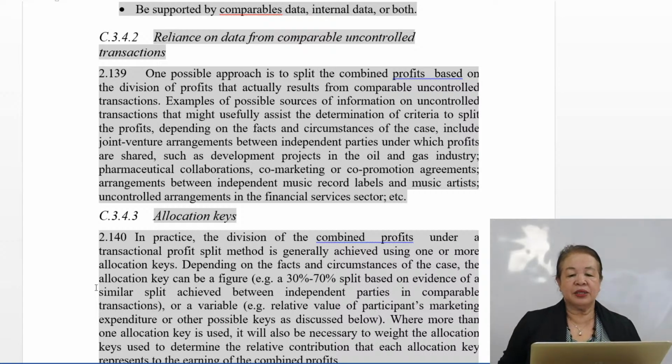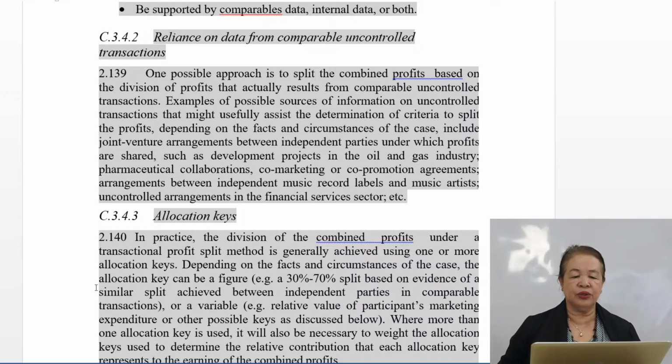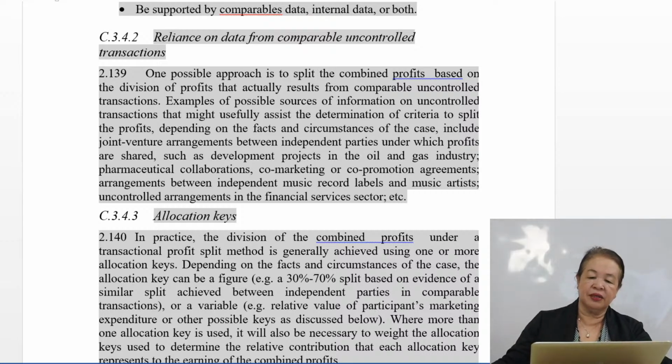Example, possible sources of information on uncontrolled transactions that might usefully assist the determination of criteria to split the profits, depending on the facts and circumstances of the case, include joint venture arrangements between independent parties under which profits are shared, such as development projects in the oil and gas industry, pharmaceutical collaborations, co-marketing or co-promotion agreements. These are examples. Arrangement between independent music record labels and music artists, uncontrolled arrangements in the financial services sectors, and others.